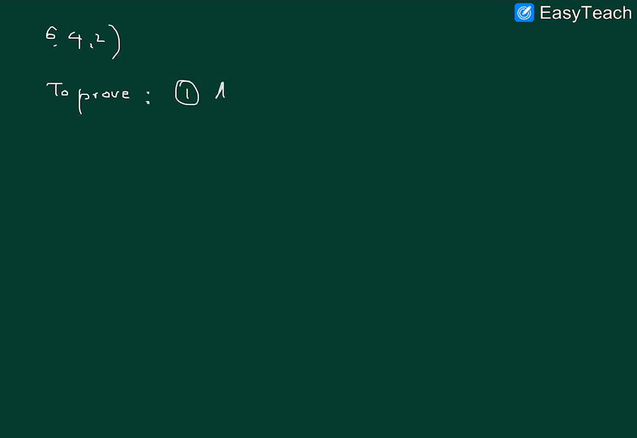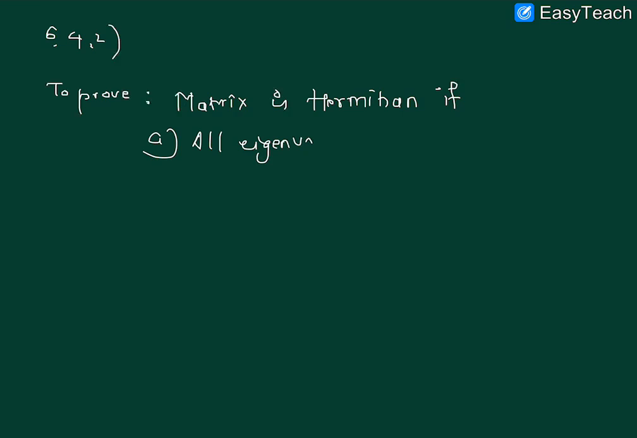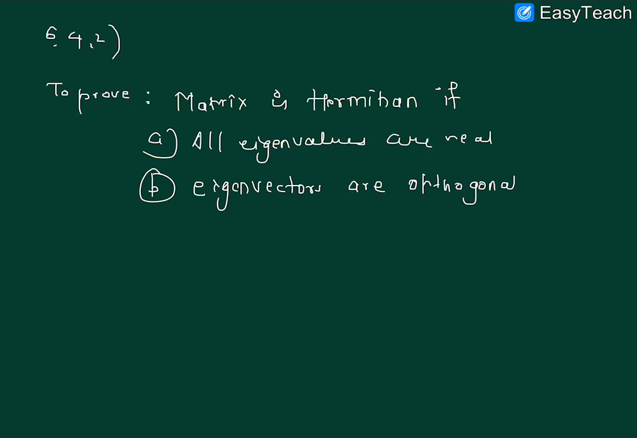The first is... we have to prove the matrix is Hermitian if all eigenvalues are real and eigenvectors are orthogonal.